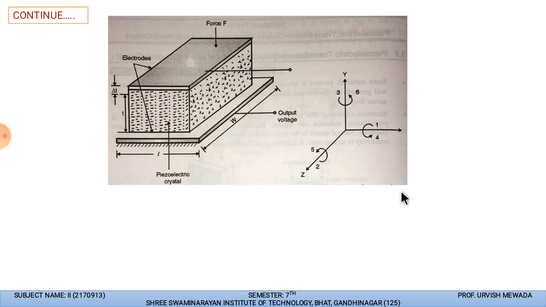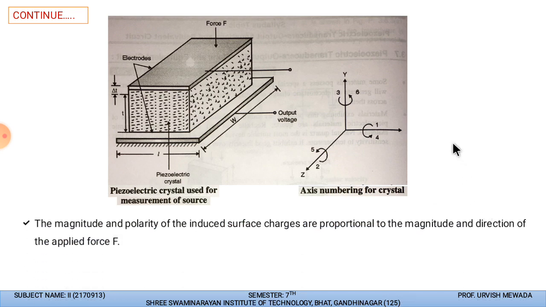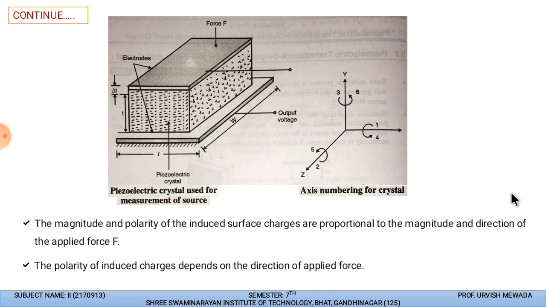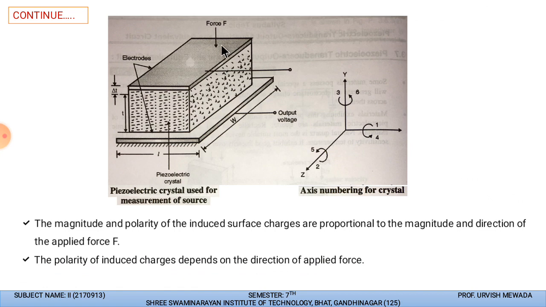So this is the piezoelectric crystal on which we are applying the force. The piezoelectric crystal is used for the measurement of force, and the axial numbering of the crystal matters. Now the magnitude and the polarity of the induced surface charges are proportional to the magnitude and direction of the applied force. According to the force applied, it will produce an electrical output. The magnitude of that electrical output is proportional to the force applied, and the polarity of the induced charges depends on the direction of the applied force. So the side from which we apply the force determines the polarity of the output voltage.